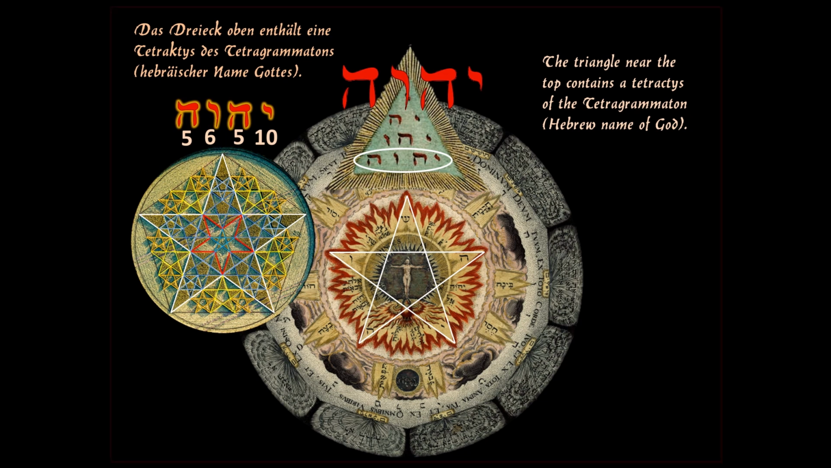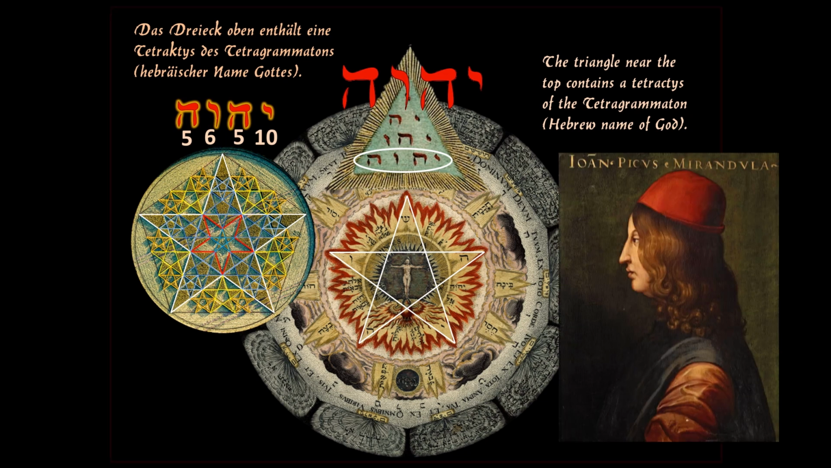Christian Kabbalah, which emerged during the Renaissance, intertwined ancient Pythagorean philosophy with Jewish Kabbalah and Christianity. Its founder, Giovanni Pico della Mirandola, 15th century, sought to establish a universal religion in which all ancient traditions, including Judaism and Christianity, would be synthesized.